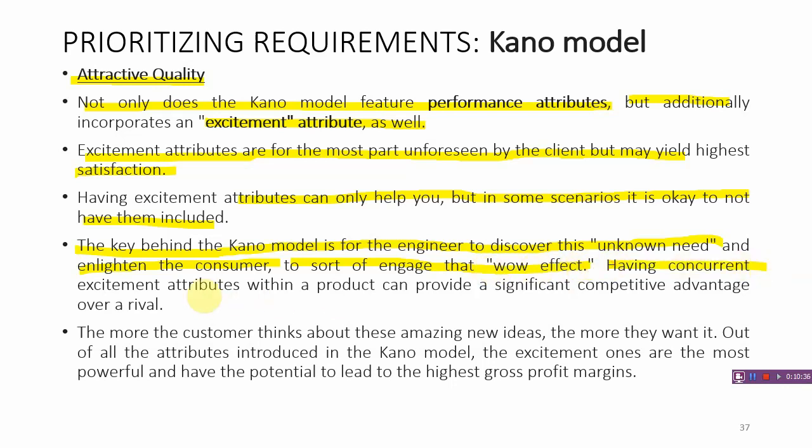Having concurrent excitement attributes within a product can provide a significant competitive advantage over a rival. The more the customer thinks about these amazing new ideas, the more they want it. Out of all the attributes introduced in the Kano model, the excitement ones are the most powerful and have the potential to lead to the highest gross profit margin.